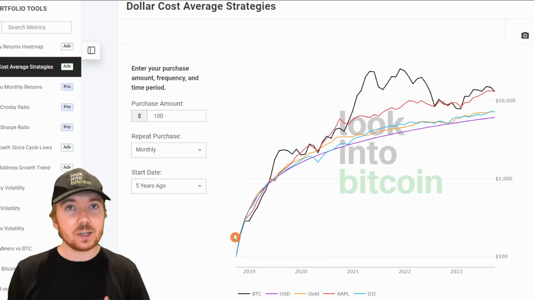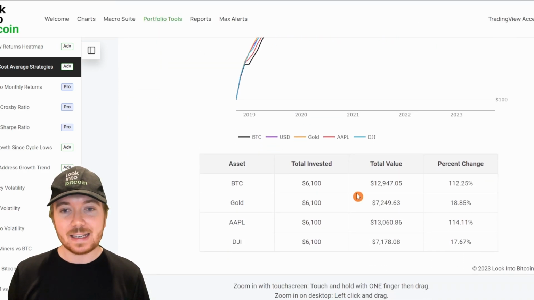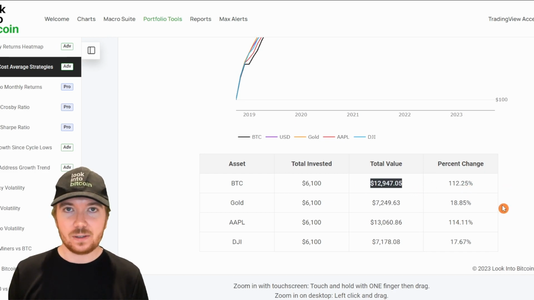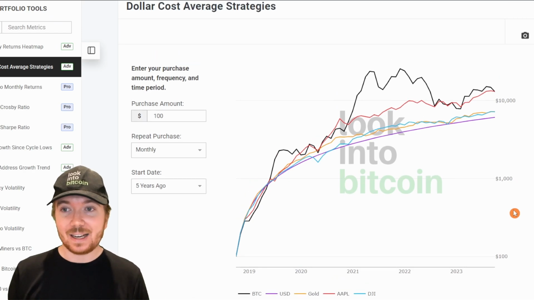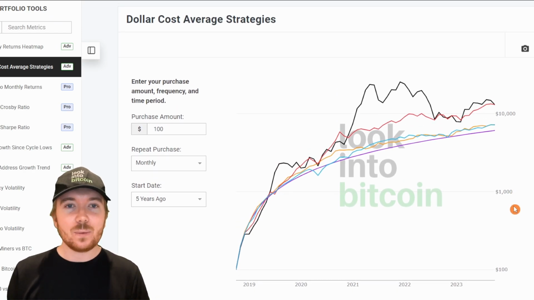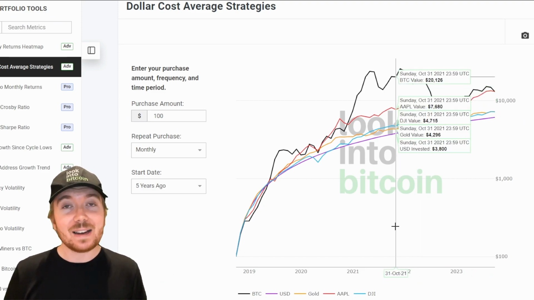And what we can see is dollar cost averaging over the past 5 years for BTC would have turned a $6,100 investment into nearly $13,000, over a 100% return and over 20% annual returns, which would far beat Warren Buffett, the best investor who's ever lived. So not a bad strategy, and so simple.